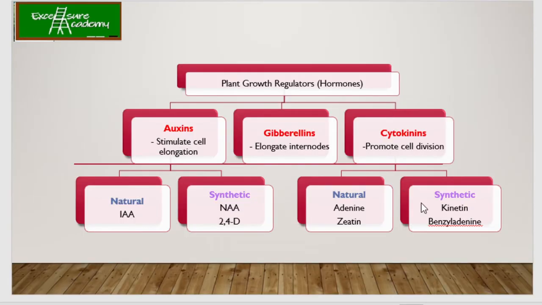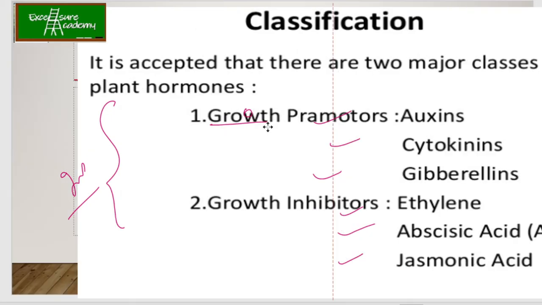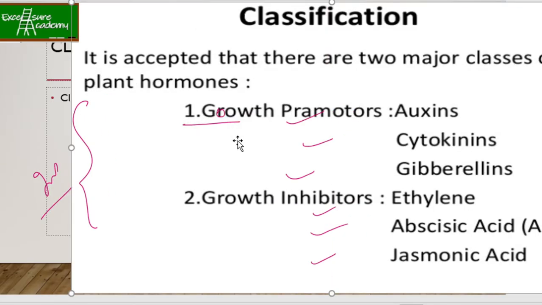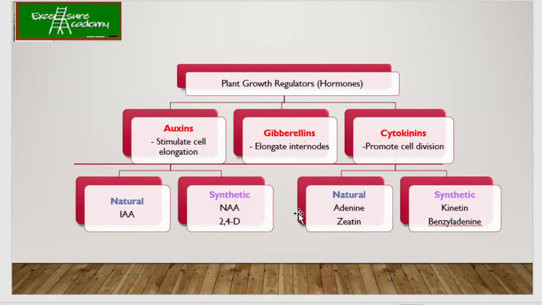So we have auxins, gibberellins and cytokinins. We are going to talk here about the growth promoters first. Now coming to the auxins, auxins are going to stimulate cell elongation. And gibberellins elongate the internode.